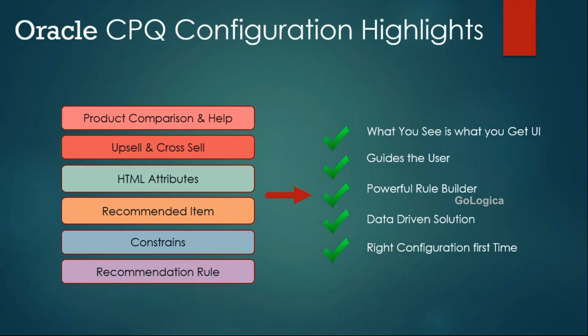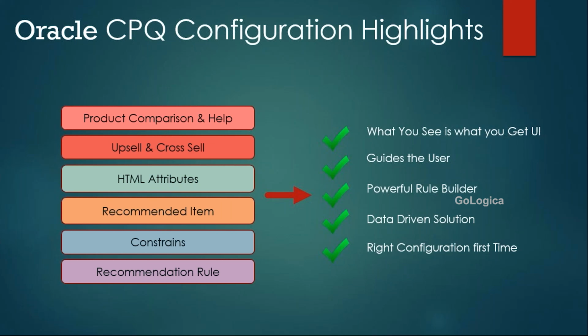Where it's going to have product comparison and help, and we're going to have upsell, cross-sell. We're going to have different HTML attributes for designing and all that, and we're going to have recommended item, constraint rules, recommendation rules. This is a set of rules that we have in the configuration engine basically.